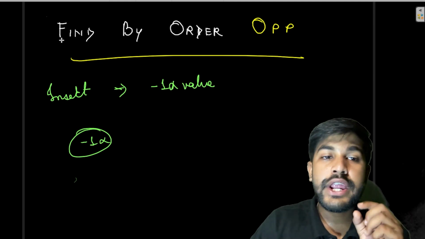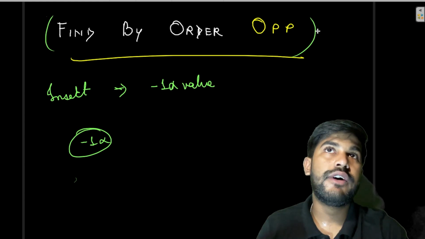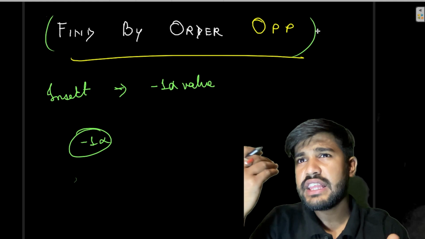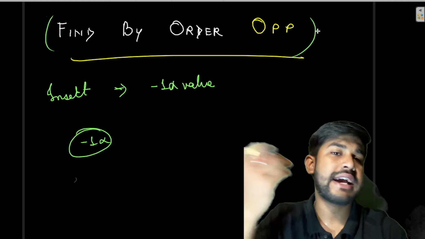You can use the same thing to convert the default priority queue to a min heap to max heap, or max heap to min heap.